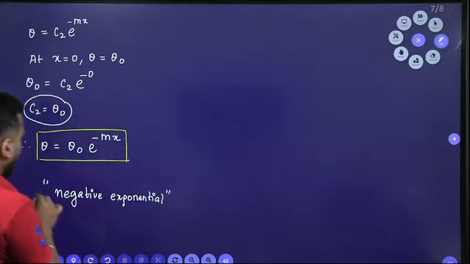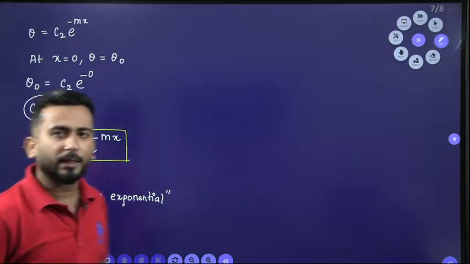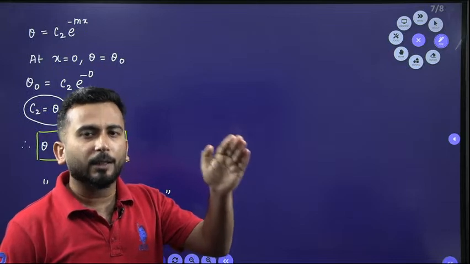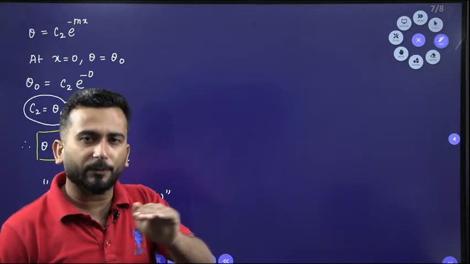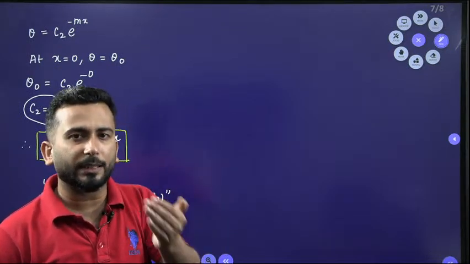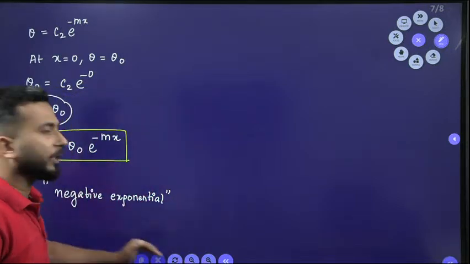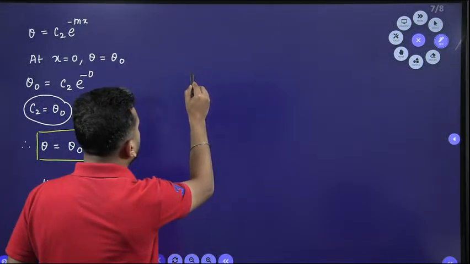So what exactly is negative exponential? The temperature decrease from the base of the fin till the end of the fin. You know that temperature was decreasing, but how is it decreasing? Negatively exponential decrease is there. I repeat again, this is the fin.